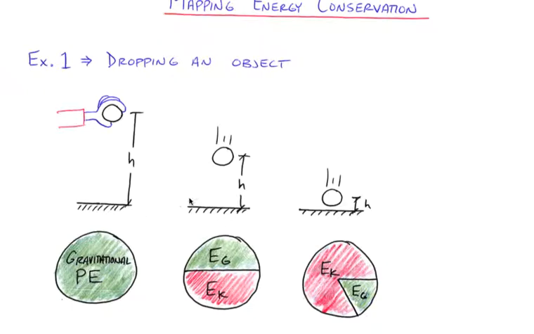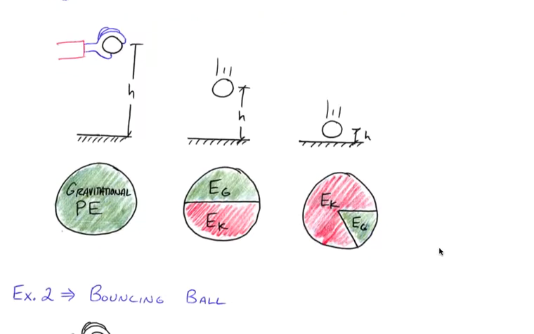So I start with all gravitational. Then I have 50-50 because I've lost height but gained velocity. Then I've gained even more velocity, so I have more kinetic, and I have only a small amount of gravitational potential, so a small amount of EG. So just a way to map out the actual energies.